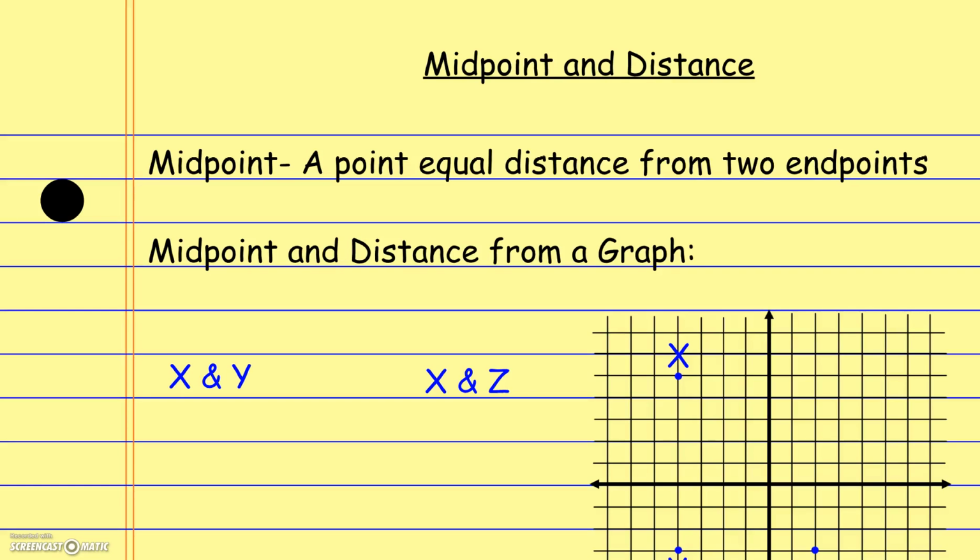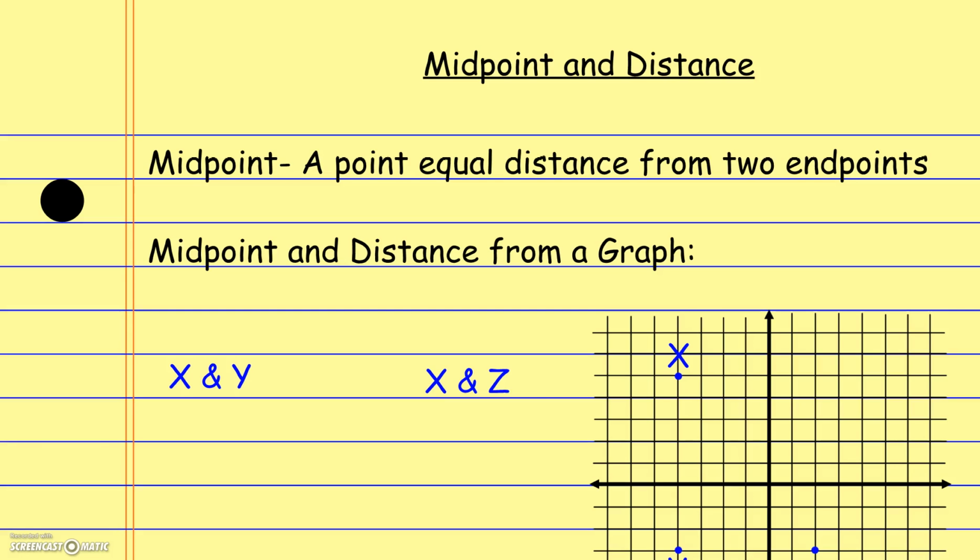In this lesson, we're looking at the midpoint and distance. Remember, the midpoint is just a point that's an equal distance from two endpoints. It's the one that's exactly halfway in between the two points. Distance is obviously how far apart two things are. And we're going to do this in two different ways.